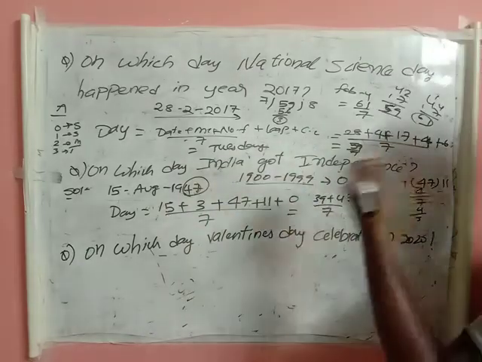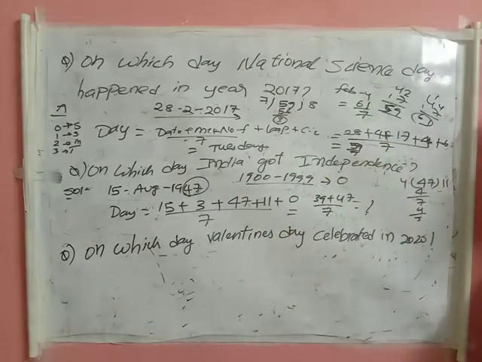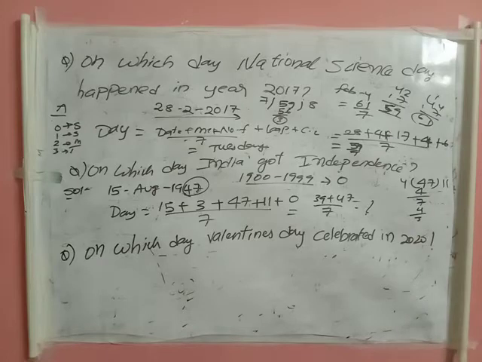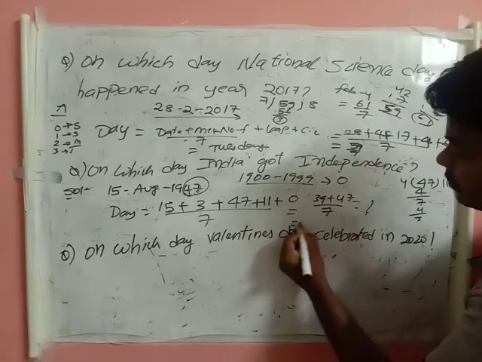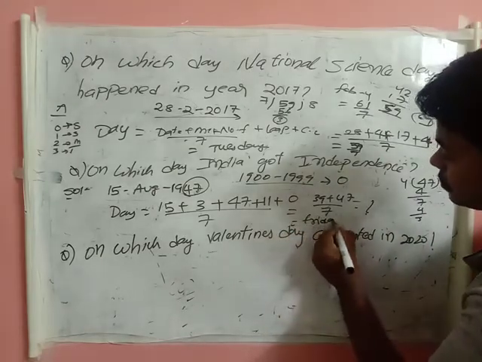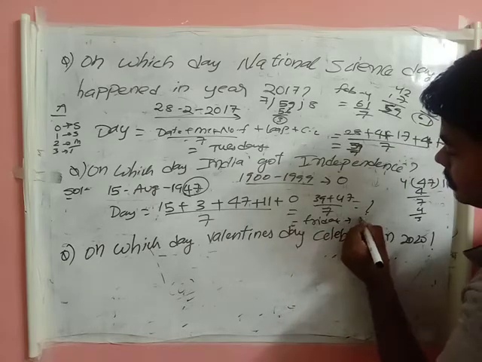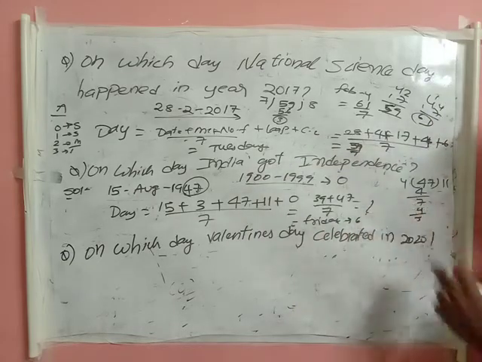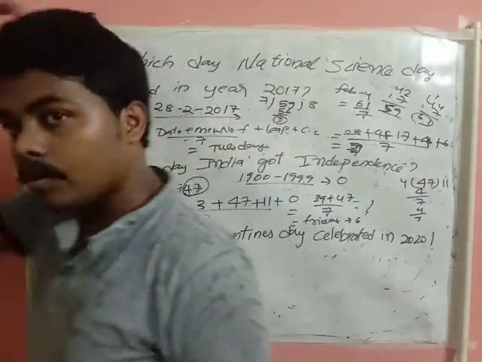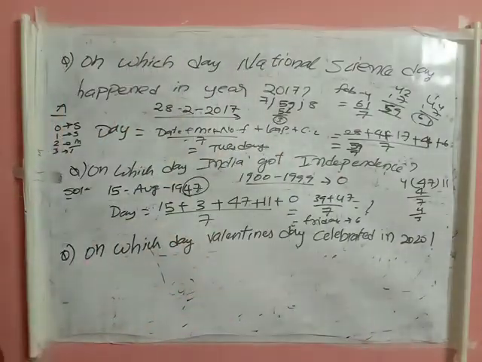So on which day did we get independence? On 15th August 1947. By looking at the calendar, I can tell that it came on Friday. So what is the code for Friday? You will be getting 6 as the code for Friday, meaning you should get 6 as the remainder here, right? So you do it. Okay, now coming to the next question.